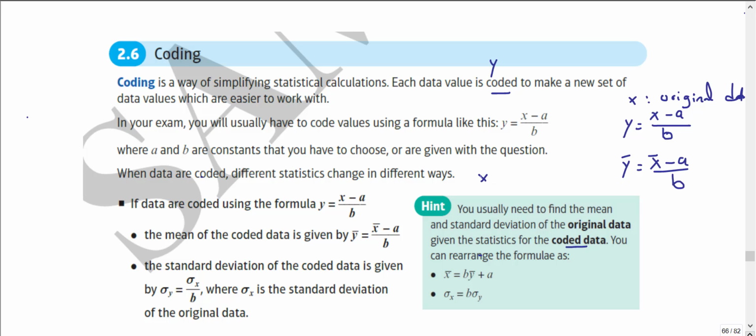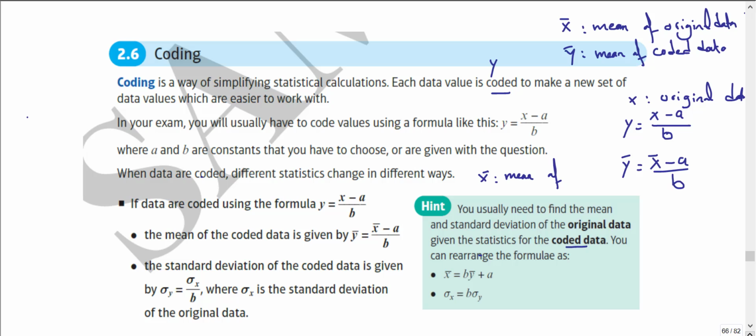So x bar is the mean. What does bar stand for? Mean, my son, we studied mean. This is the mean. They don't know the mean? Yeah, I know the mean. x bar is the mean of the original data. y bar is the mean of the coded data. Okay.